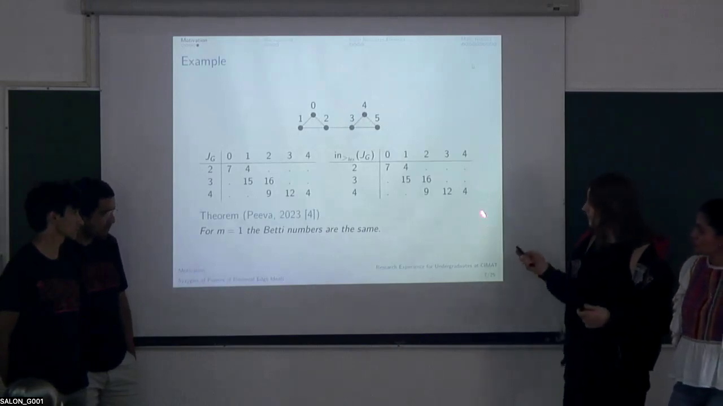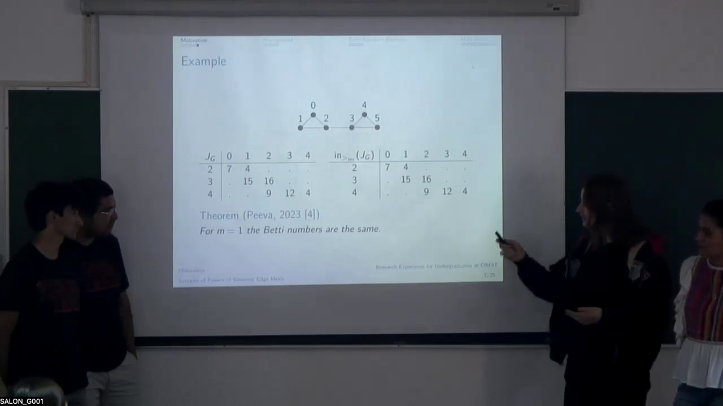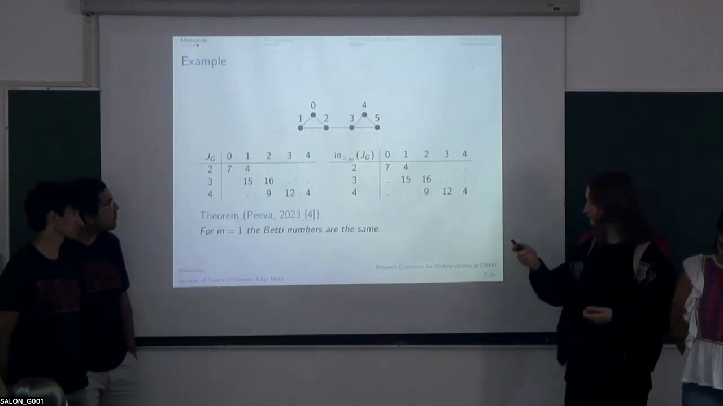And as you can see, these are Betti tables. The entries in the Betti tables are Betti numbers. And they are the same for the initial ideal and the binomial edge ideal. So that's nice.